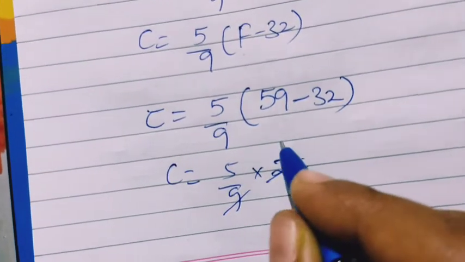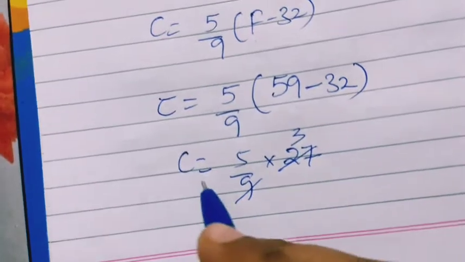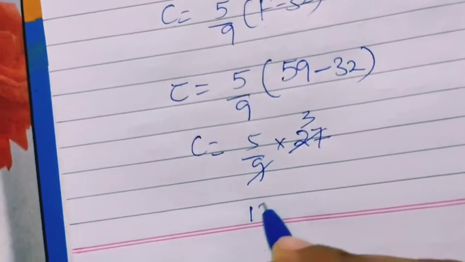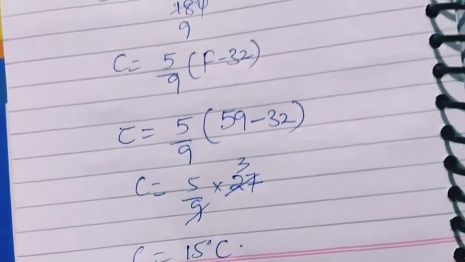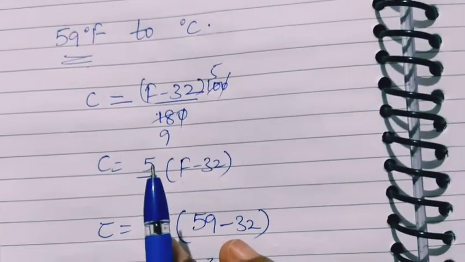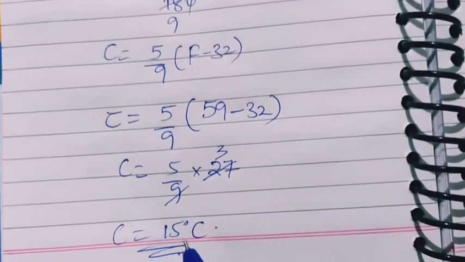So C is equal to 5 by 9, and here 59 minus 32 is 27. 9 sevens... 9 ones are 9, 9 threes are 27. So 5 into 3 is 15 degrees Celsius. So in this manner we can convert from one temperature scale to the other scale.